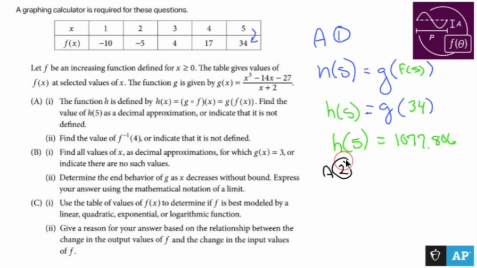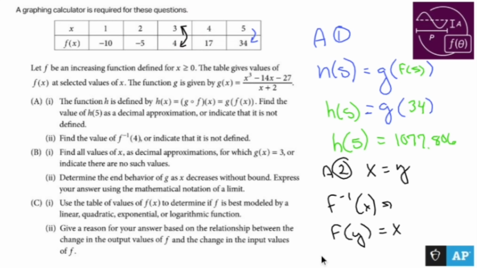Okay? A, part 2. Find the value of f inverse of 4 or indicate that it is not defined. Well, this is defined because it's continuous, so that's kind of important. You don't need to say that, but that's kind of important. Thing number 2 is, remember, an inverse is when you take your x and y and swap them. So in a sense, f inverse is basically you saying, I want f of y, and I need to find my x. So if your y is 4, let's go to where I get 4, and when I get an answer of 4, it must mean I plugged in 3. So f inverse of 4 is 3.